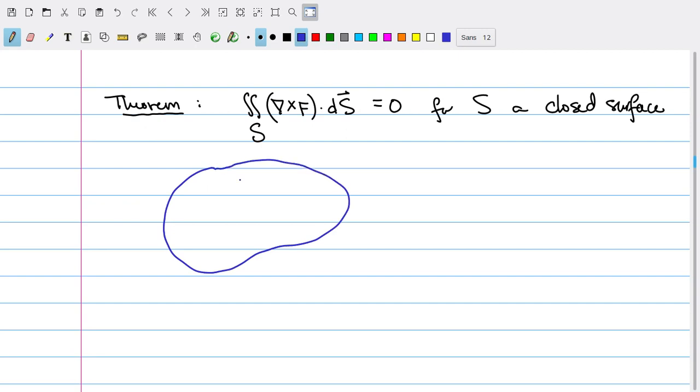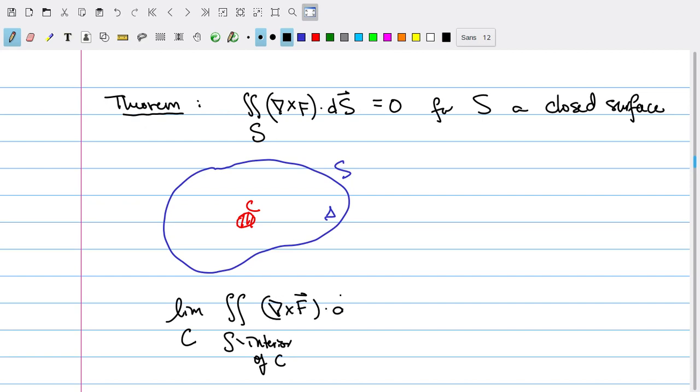But another way to see it that maybe is more reasonable is to think about a limiting argument. So if I've got a closed surface here, I can make it a surface with boundary just by picking out a curve that I cut out here, C. This outer closed surface here is S, and when I remove C, I get a new surface which does have a boundary. And if I take the limit as C shrinks, the limit of the integral over the surface minus the interior of C, so just the surface minus that red patch, of the curl of f dot dS is just going to be the limit over C of the integral over C of f dot dr.